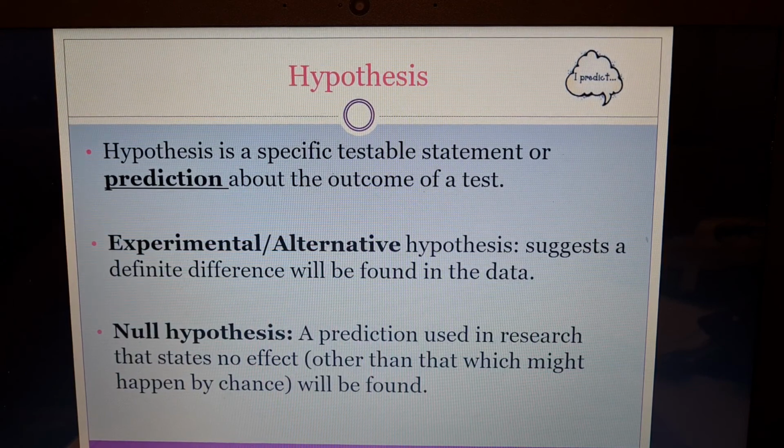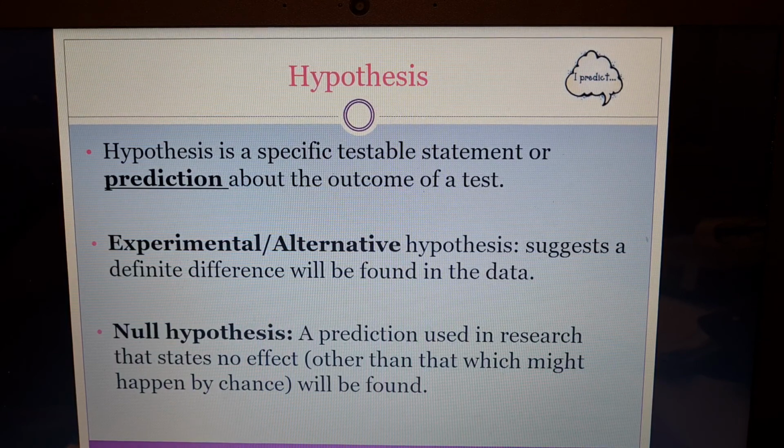Now, there are two types of hypotheses generally, which are experimental hypothesis and null hypothesis. Your experimental hypothesis is the hypothesis or the prediction that you make about what's going to happen in the experiment, and it suggests a definite difference will be found in the data. The null hypothesis is almost like the opposite. So it's a prediction that is used in psychological research, which often states that no effect will be found other than one that might be by chance factors.